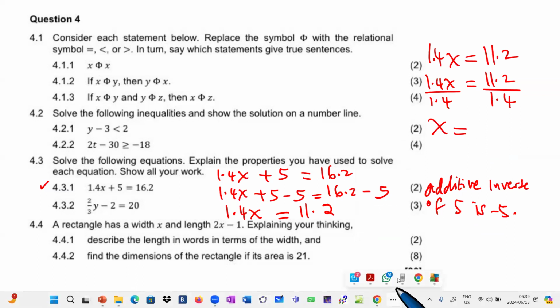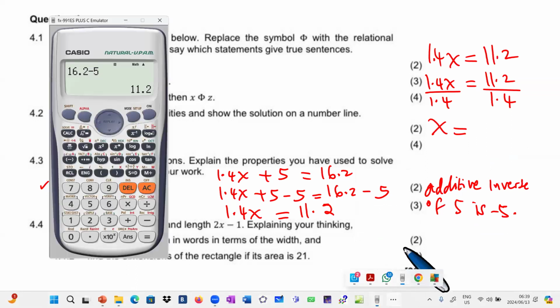If you have 11.2, you divide by 1.4. I think I got an 8. You got an 8, well done. It is indeed 8. So if you have 11.2 divided by 1.4, you get exactly 8. So x is equal to 8.